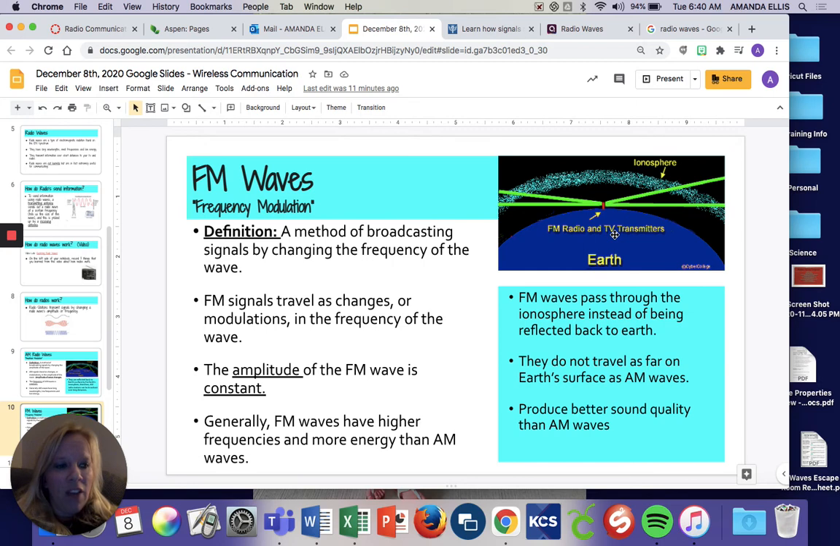If you notice, let's say you're listening to a local station and you travel out of the city, eventually you're going to lose that station because those waves cannot travel that far. So FM waves pass through the ionosphere, so they are transmitted, but they are not reflected back to Earth like AM waves. Therefore, FM waves do not travel as far, and they do have the better sound quality. FM tends to be what we listen to when we are listening to the radio.